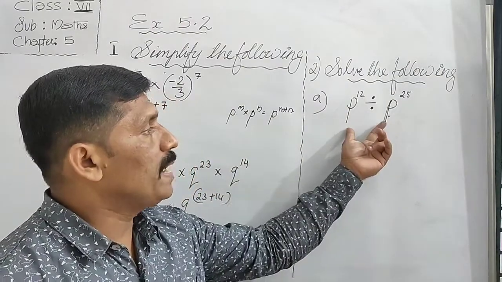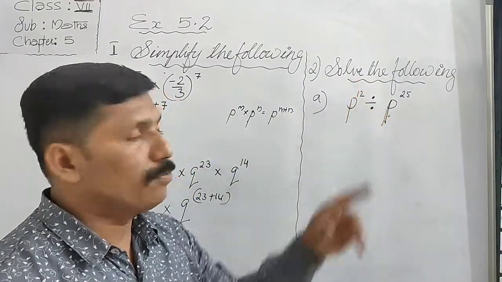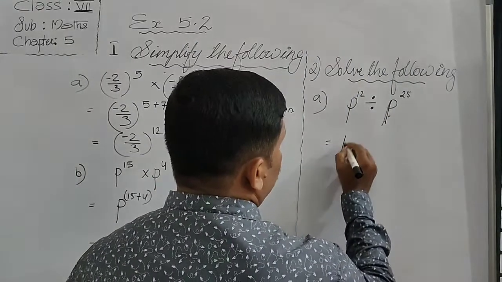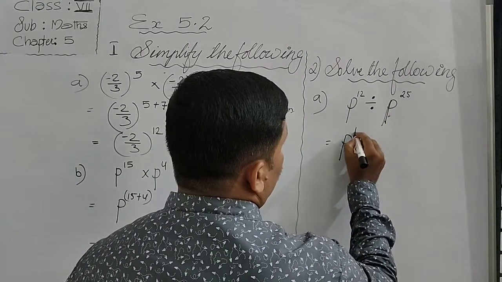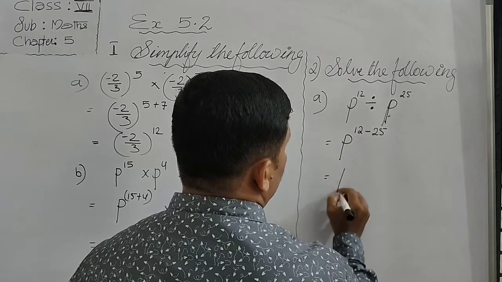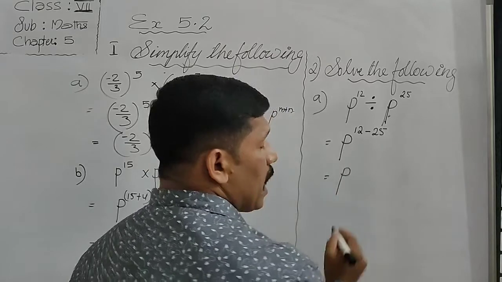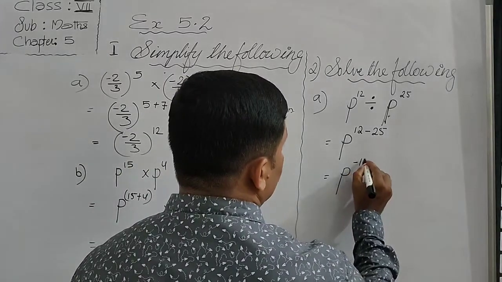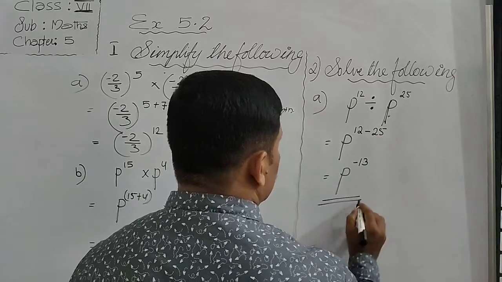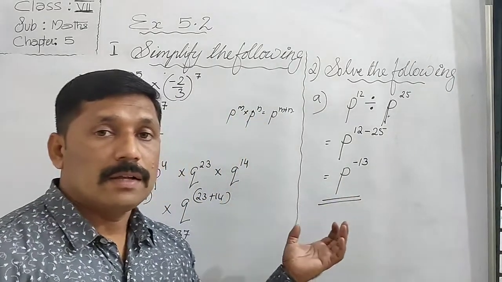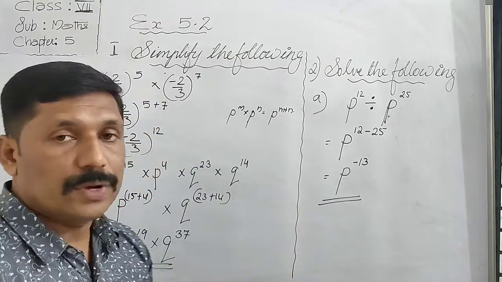Here you can see that bases are same and the powers are different, and division. So we have to subtract the powers. Means p power 12 minus 25, that's equal to p power, when we subtract 25 from 12, we get a negative value, p power negative 13. So in this way we can solve the questions relating to exponents.